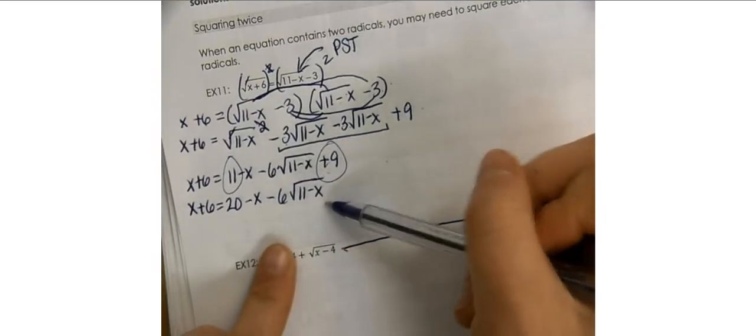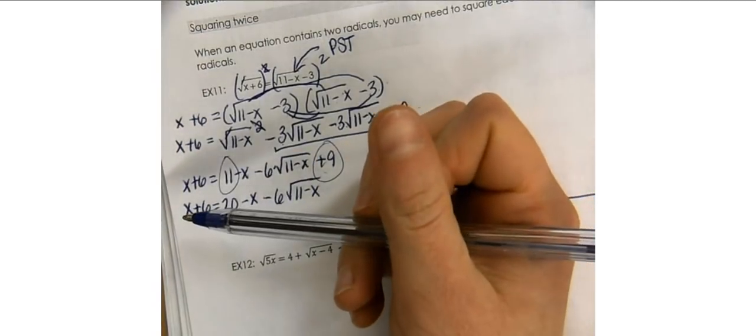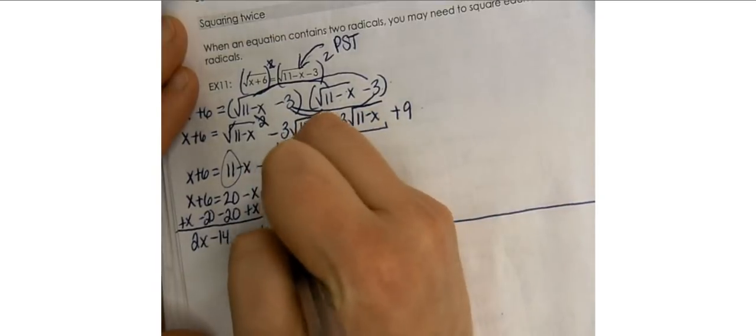So what I want to do now is I need to get this root alone. So the way to get that root alone is to get rid of this 20 and this x first, then divide both sides by negative 6. So I'm going to subtract 20 on both sides, and I'm going to add x to both sides. By doing that, we now have 2x minus 14 is equal to negative 6 times the square root of 11 minus x.